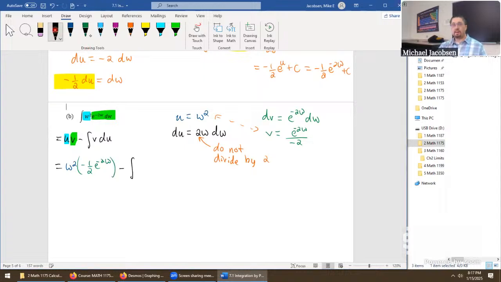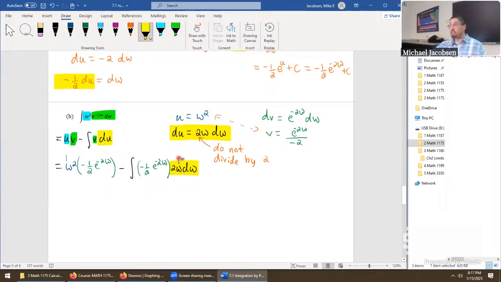Then minus the integral of v comes into play again. V is this whole thing, so -1/2 e -2w. It's also multiplied by du. That's this portion. So 2w dw goes inside. And we read through the first iteration of integration by parts.